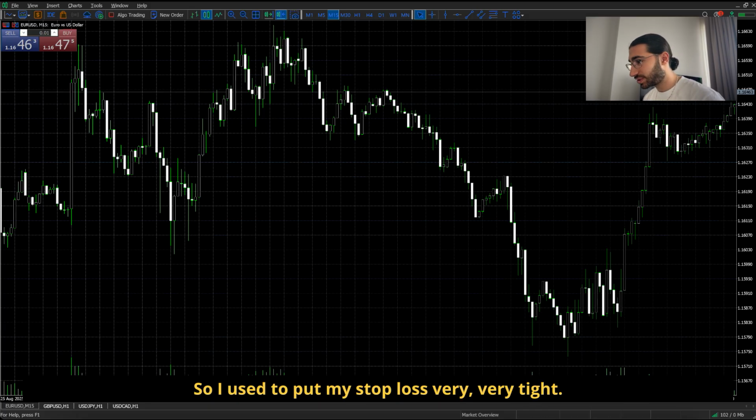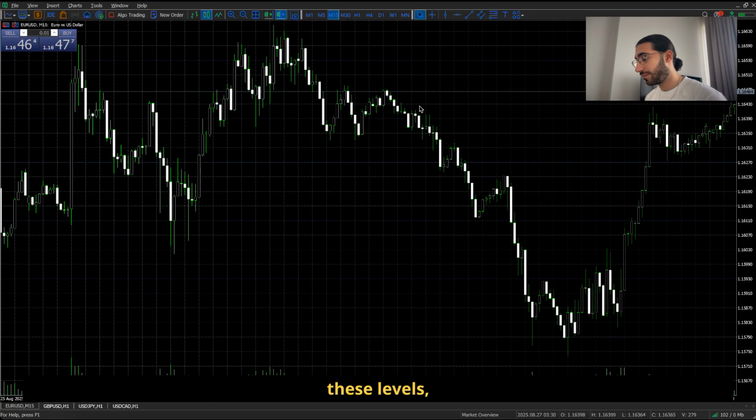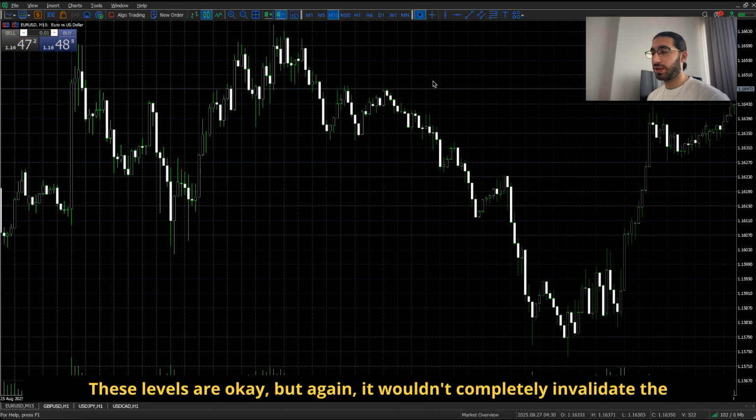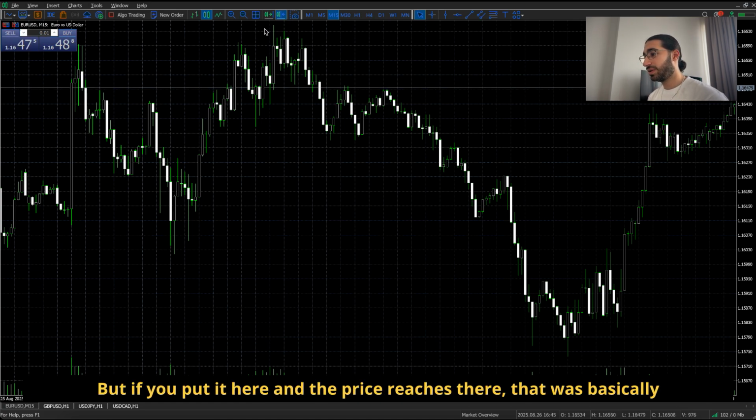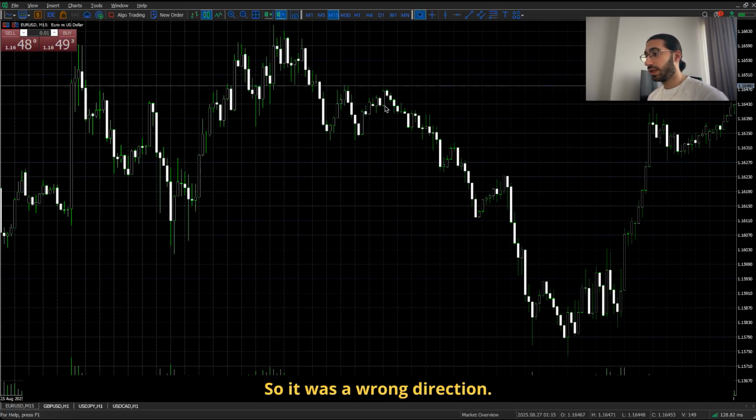So I used to put my stop loss very, very tight. For example, I would take a sell here and put my stop loss at these levels, but this is too tight. These levels are okay, but again, it wouldn't completely invalidate the sell. But if you put it here and the price reaches there, that was a very, very bad trade, because the trade got completely invalidated. So it was the wrong direction.